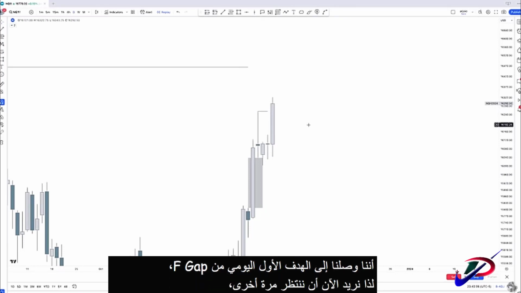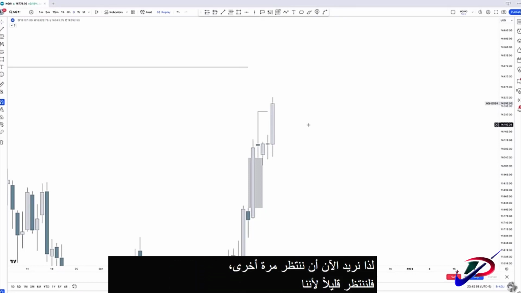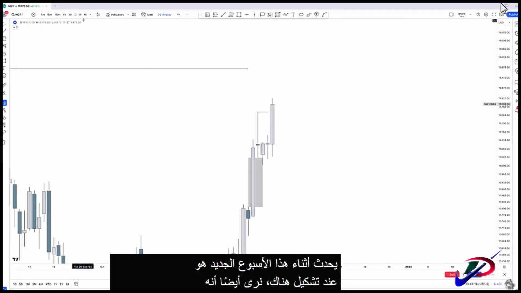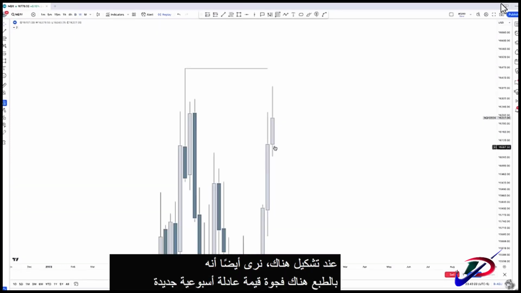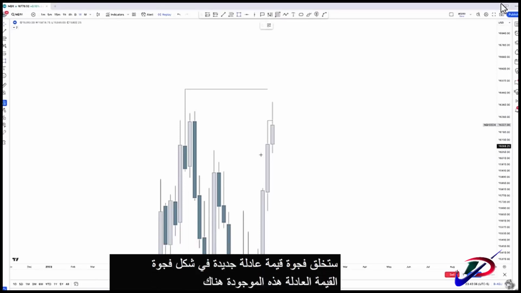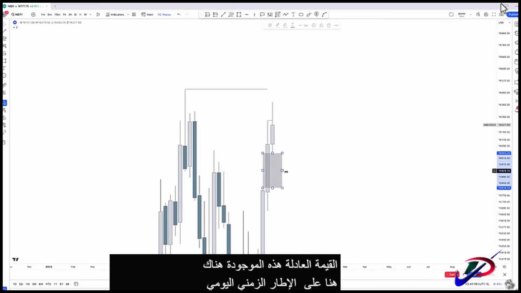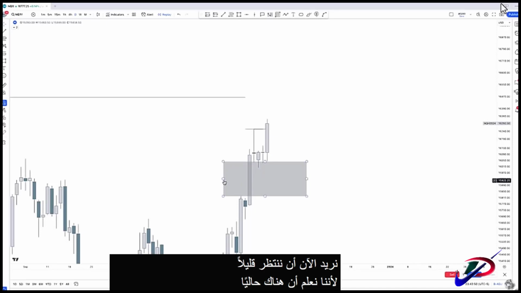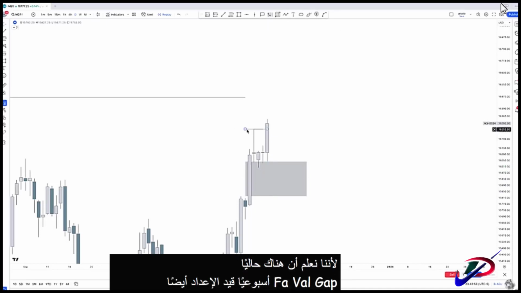So right now we want to wait again. Let's wait a little bit, because we also understand right now what is happening. Whilst this new week is forming right there, we also see that of course there's a new weekly fair value gap forming, which that right there is the previous candle high, which will create a new fair value gap in the form of this fair value gap sitting right there. So here on the daily time frame, we want to now wait a little bit, because we know there's currently a weekly fair value gap in the making as well.